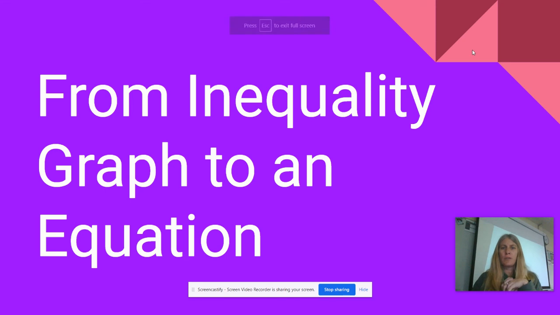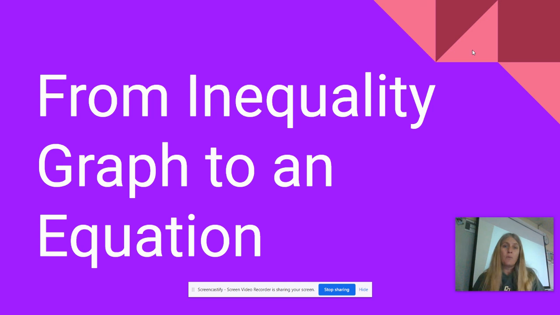Today we're going to be doing the reverse of what we learned during our last class. So what we learned last class is to look at an inequality, and we graphed the y-intercept, and then we moved the slope, rise over run. We then decided whether or not we were going to make a dashed line or a solid line. If our inequality was a less than or a greater than, we made a dashed line. If it was a less than or equal to or greater than or equal to, we made a solid line.